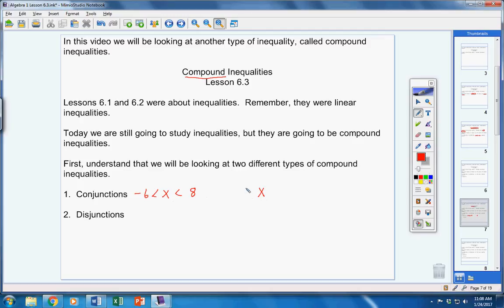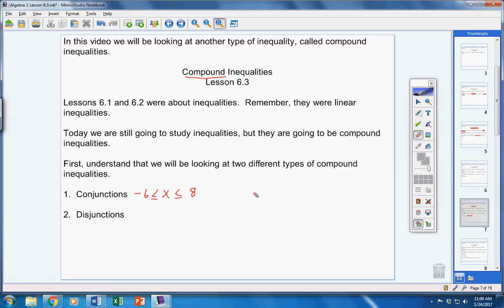Now, sometimes the arrows can face this way, and that's fine. One of them might have an equal sign underneath it like that, or both of them can have an equal sign. It doesn't matter. What does matter is that you'll have an x in the middle, and the two arrows will be facing the same direction, to the left or to the right. You'll have a number over here like 12, and a number over here like -13, or it doesn't have to be a positive and a negative, so we'll say a 12 and a 6. That is called a conjunction.